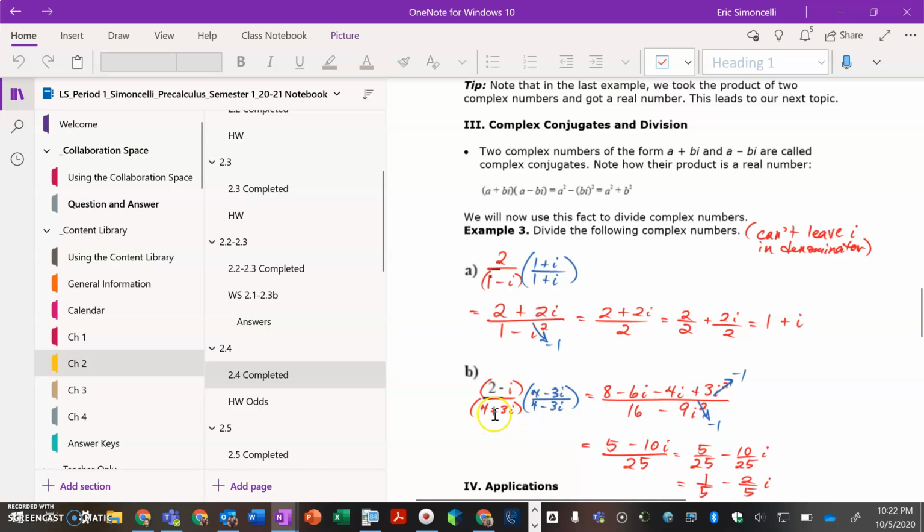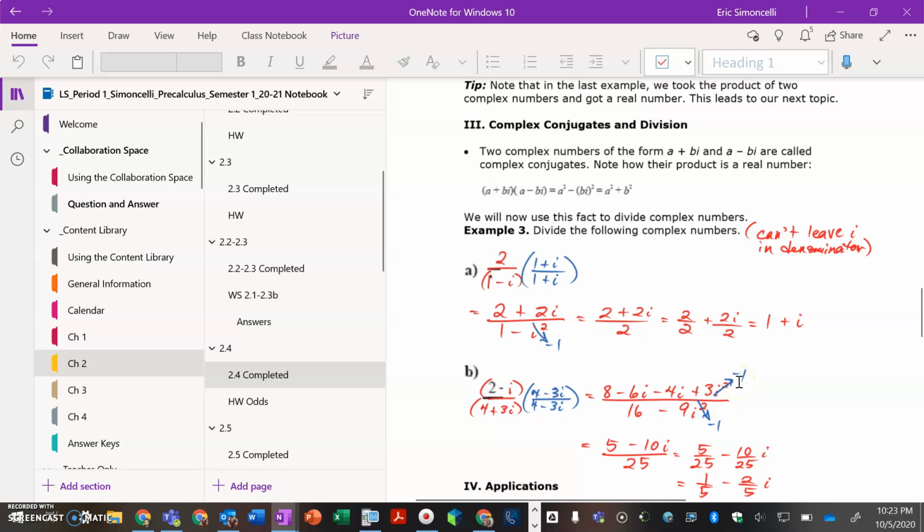We're going to FOIL the denominator such that we get 16. Outside, inside are easily going to cancel, so we don't necessarily need to write that. Last, however, is negative 9i squared. Notice i squared is negative 1. In the numerator, if you FOIL, you'll get 2 times 4, which is 8. Outside, negative 6i. Inside, negative 4i. And last, positive 3i squared. Noting again, i squared is equal to negative 1.